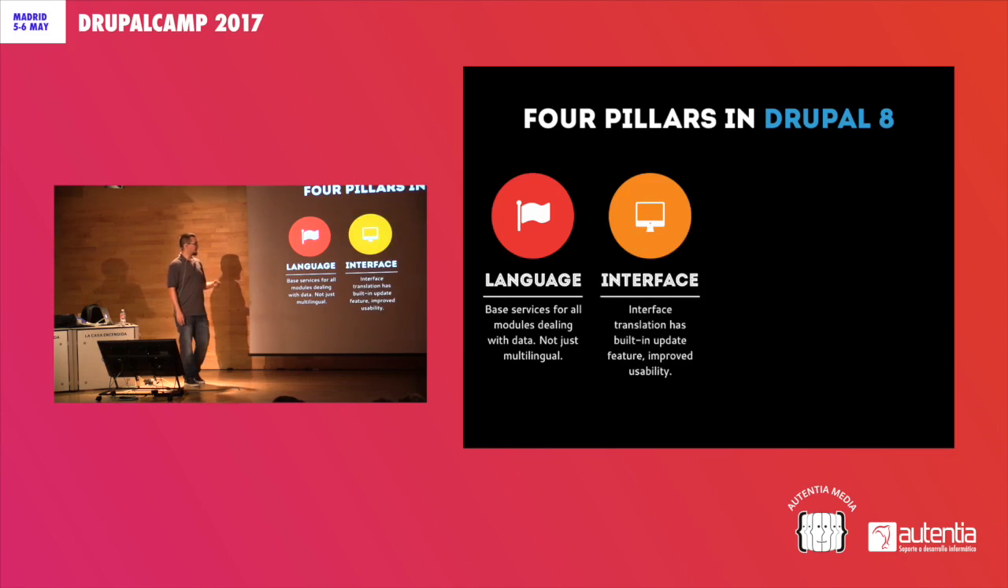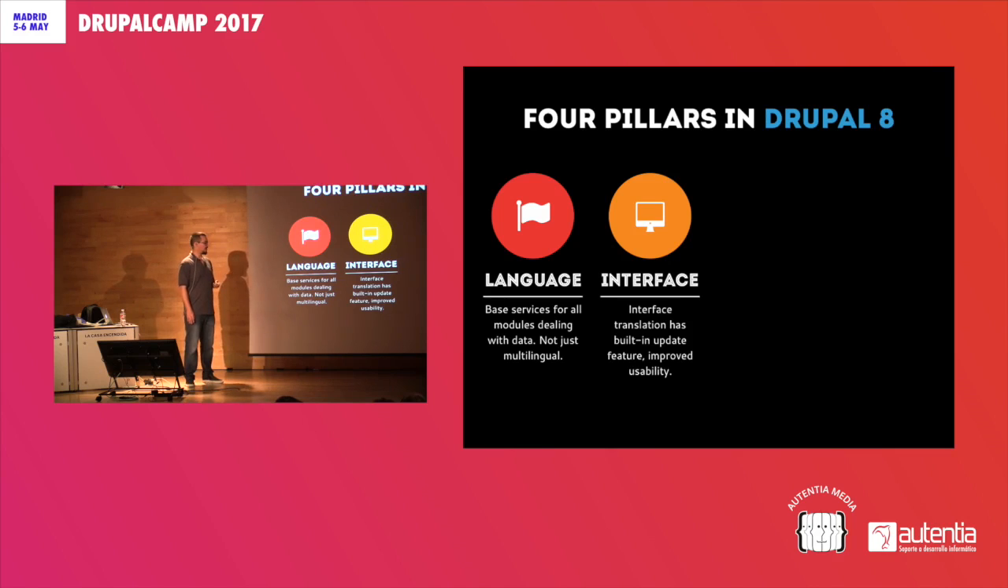Then we have the interface translation module that allows you to translate the interface itself. These 2 modules are what in Drupal 7 was the locale module. So now they are more isolated. So one is for assigning language to your data, and the other one is for translating the interface. So you can have, as I said before, you can track the language of a monolingual site.